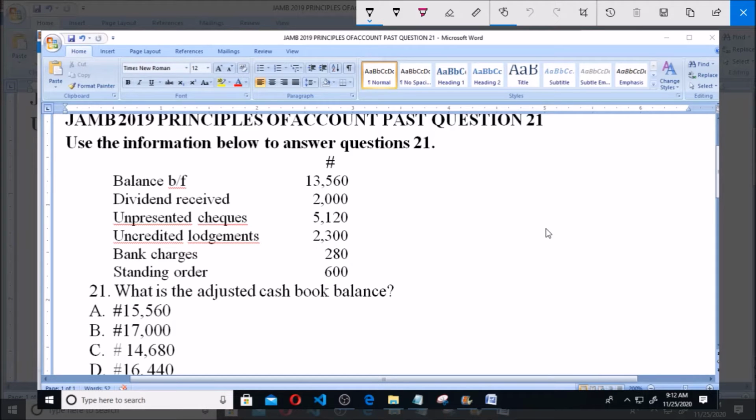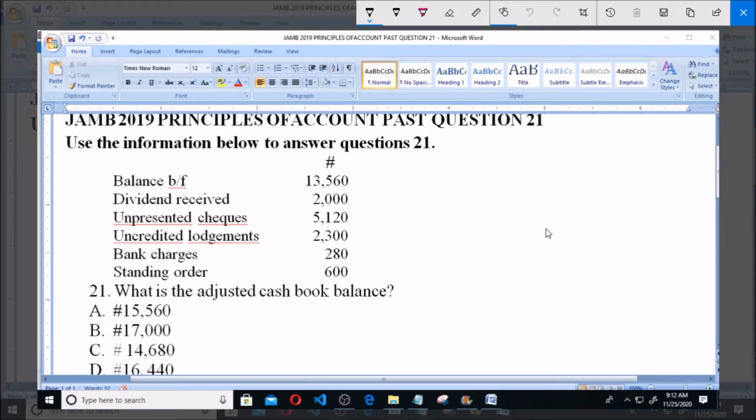2019 Principles of Accounts past question number 21. Use the information below to answer question 21. We're given a balance brought forward of 13,560 naira. We have dividends received of 2,000 naira.